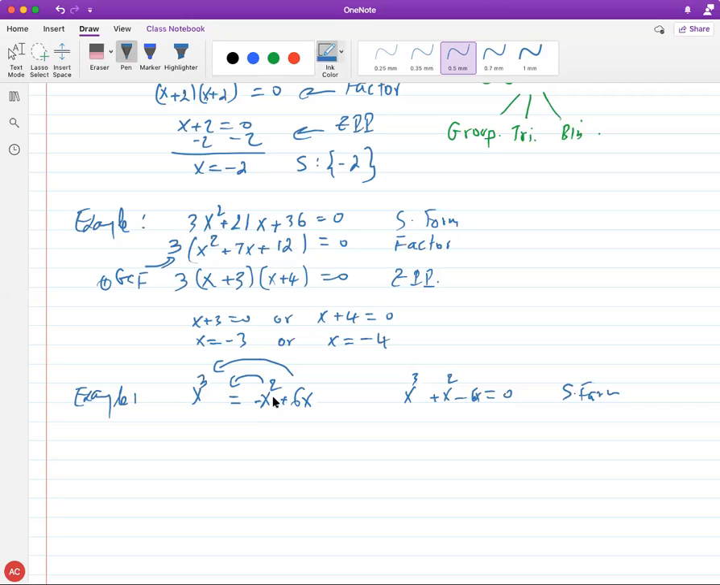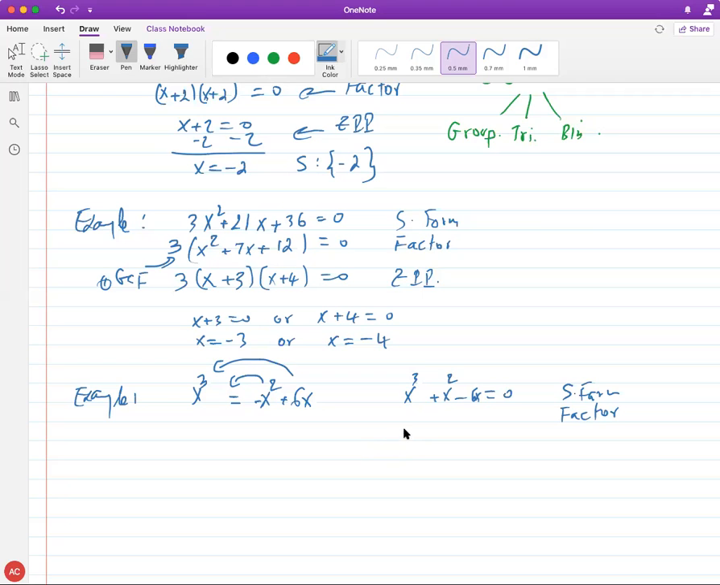So the last one is 6x? Sorry. Yeah, 6x. So we move both of these to this side and change the sign, okay? Negative becomes positive, positive becomes negative. That's the first thing. Next thing, just like a quadratic, we need to factor. So look at these. Do we have a common factor?